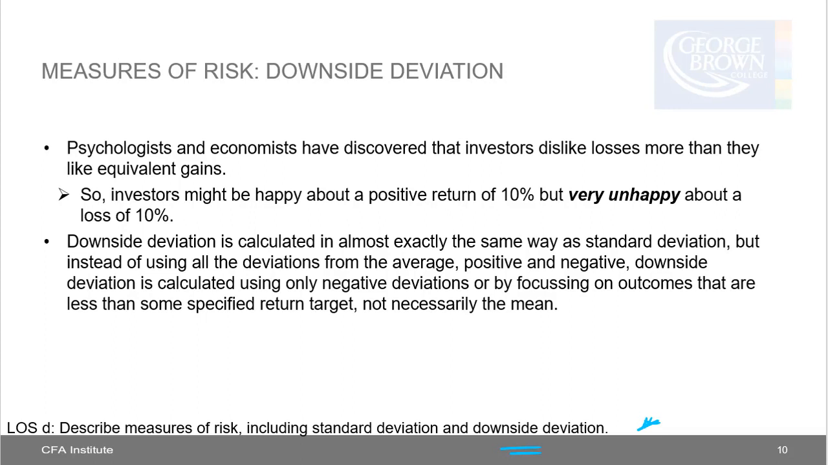Because of this asymmetry in the way investors view the dispersion around the average, some investment professionals use a modified version of standard deviation known as downside deviation. Downside deviation is calculated in almost exactly the same way as standard deviation, but instead of using all the deviations from the mean, positive and negative, downside deviation is calculated using only negative deviations. Downside deviation, similar calculation of standard deviation, but we use the deviations only on the downside. Downside deviation may also be calculated by focusing on outcomes that are less than a specified return target. This target does not have to be the mean.